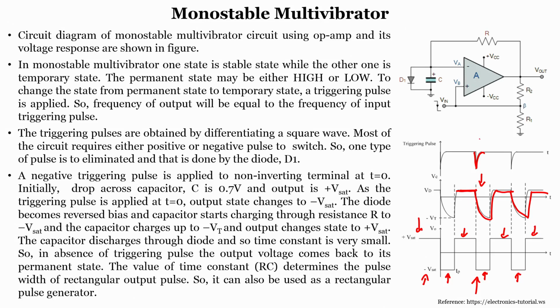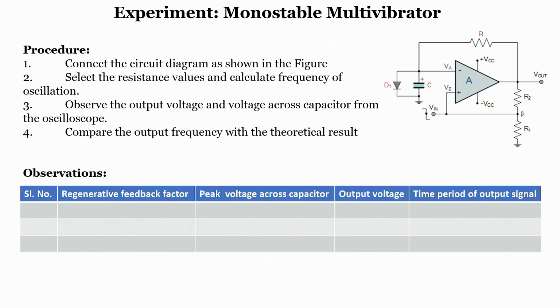This square wave depends on whenever you apply a triggering pulse. The stable state is, like I said, Vd, and when you apply a pulse it goes to minus Vt. Since it is a quasi-stable state, it will not remain for a long time; it will come back to its stable state. So, in the absence of a triggering pulse, the output voltage remains in its permanent state. The value of the time constant RC determines the pulse width of the rectangular output. So, it can also be used as a rectangular pulse wave generator. That is another application of the monostable multivibrator.